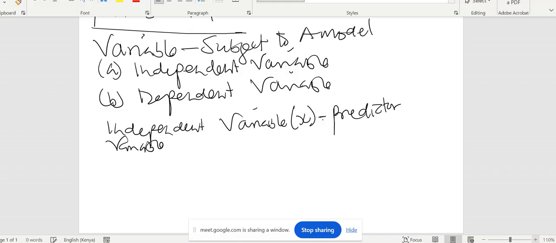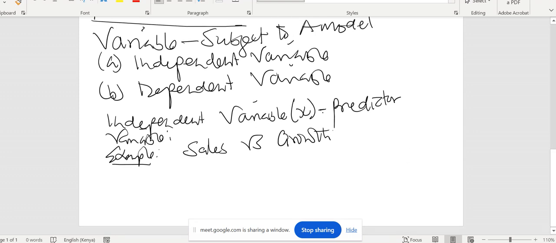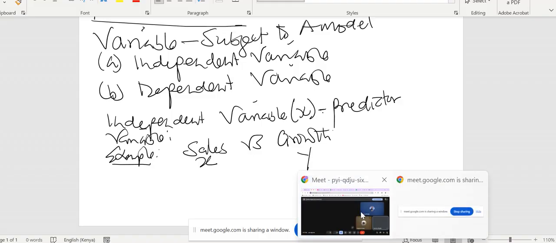A good example we can give is cells and growth. Growth depends on what? Cells. So cells predict growth. So our cells becomes X, and growth is Y, like that.